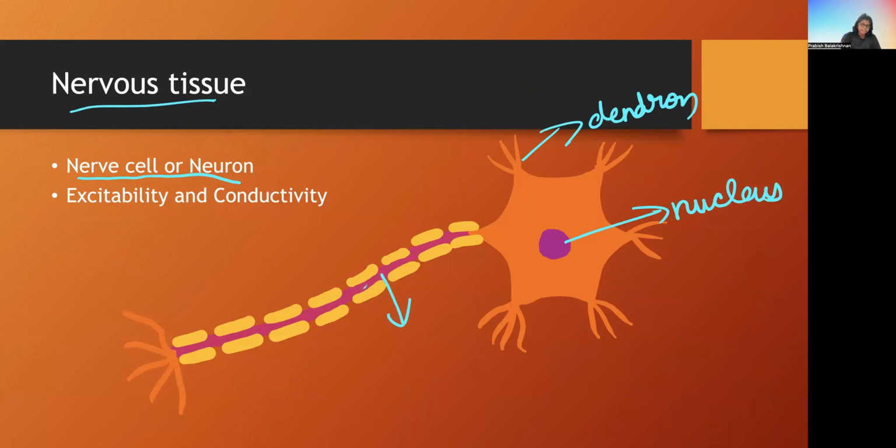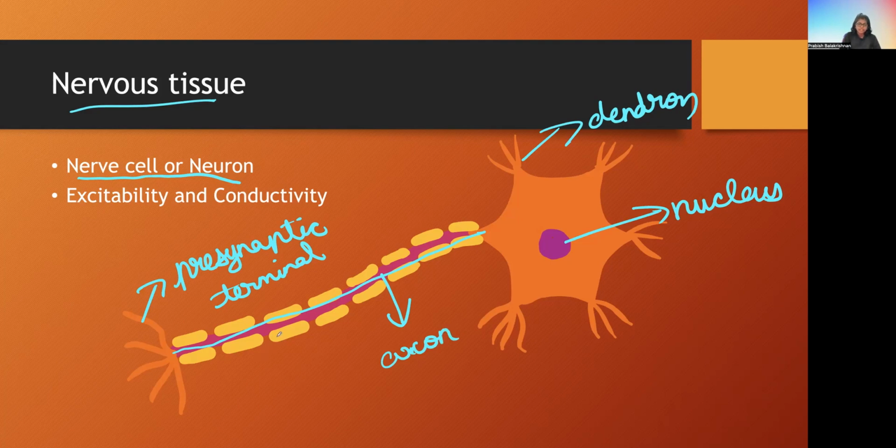and this part, the thing which connects this, which is the presynaptic terminal, to the dendron, is the axon. The outer covering of the axon is a protective sheath, that is the myelin sheath. This myelin sheath is made of fat and protein.